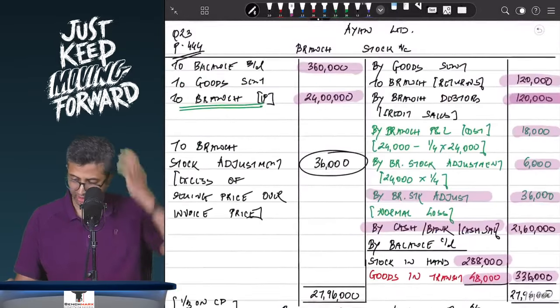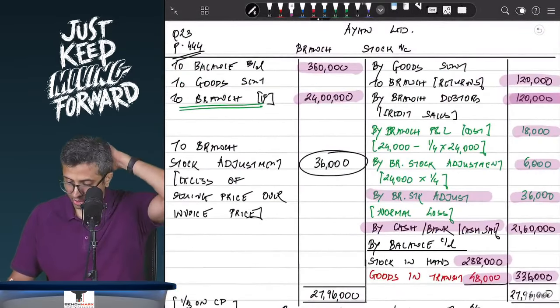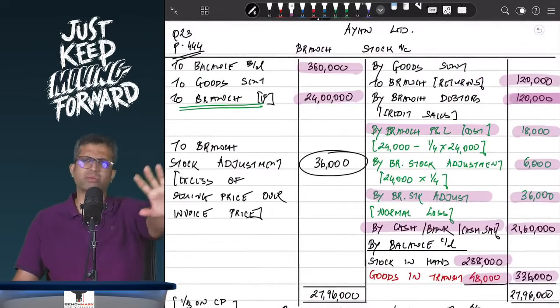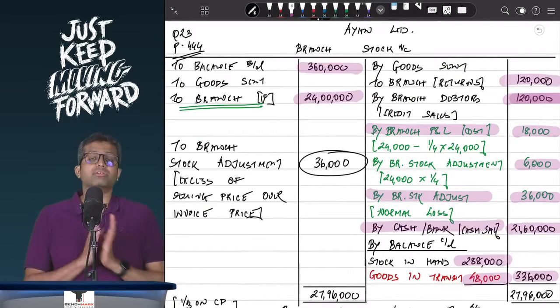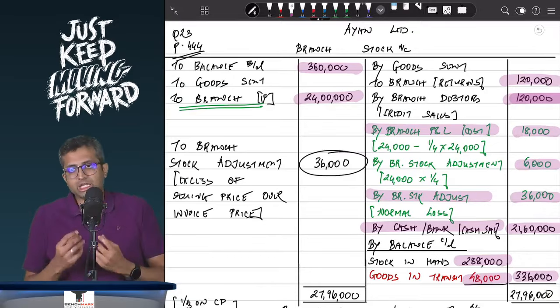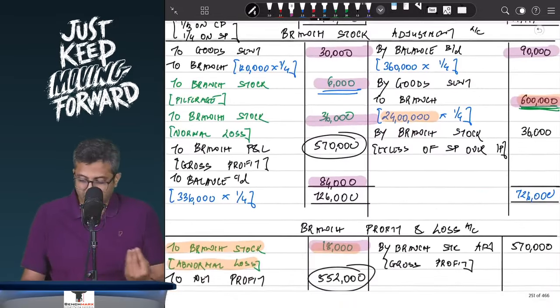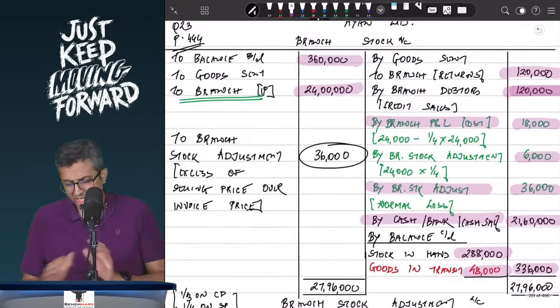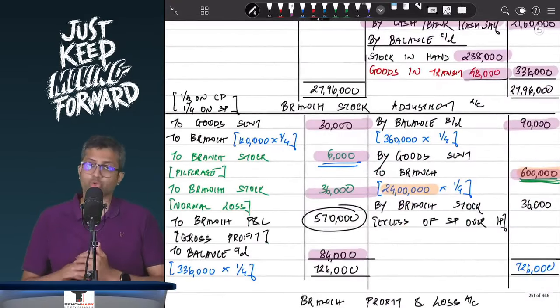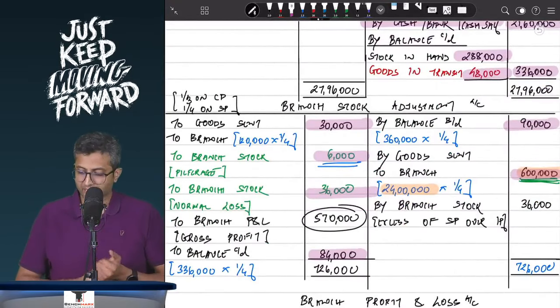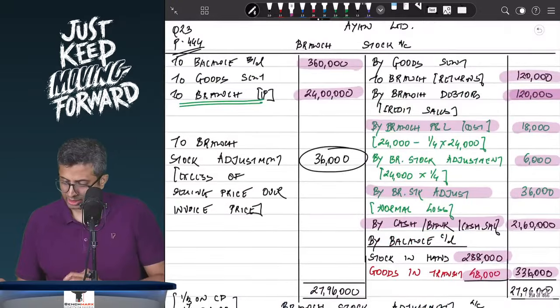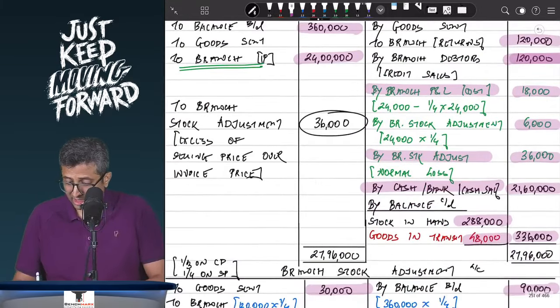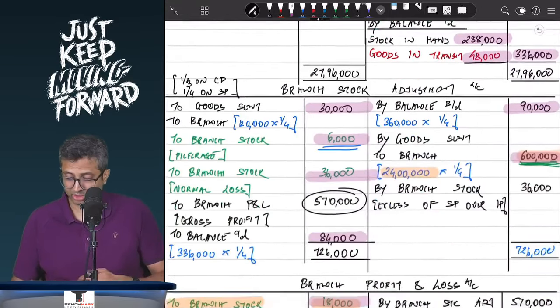In the profit and loss, abnormal loss. You'll have to do some practice over here, but just remember for the timing from an exam perspective, if it's an abnormal loss, then you have to show that 18 separately, and hence that 18 will come over here. Normal loss need not be shown separately, and hence the entire 36 is knocked off from the stock, and the second effect against branch stock adjustment.